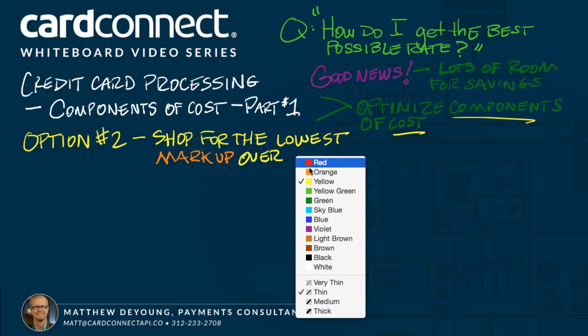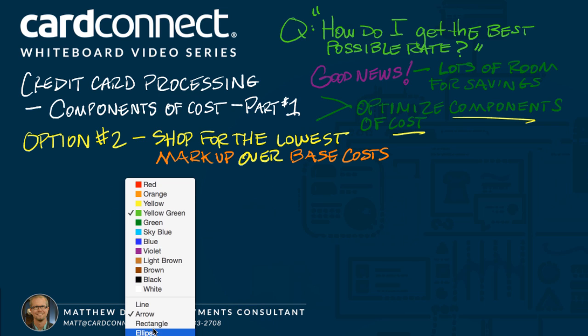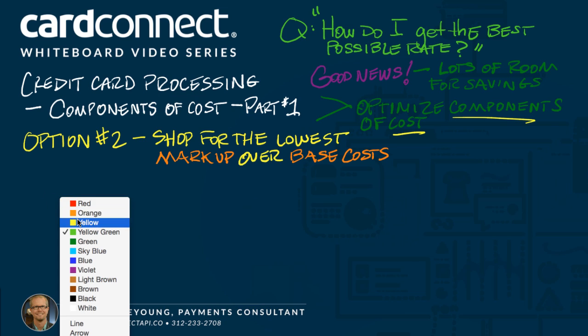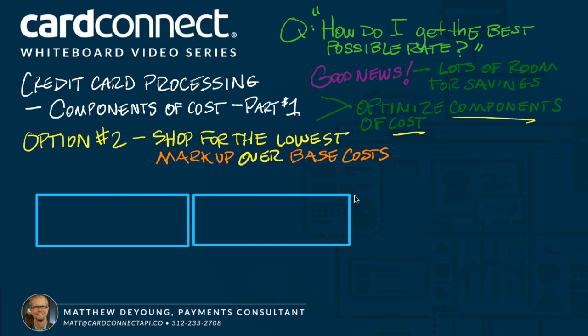lowest markup over base costs. Option number two is to shop for the lowest markup over base cost instead of just the overall lowest flat rate. Are you seeing the difference here? Let me try to demonstrate this by breaking out the components of cost in this video.